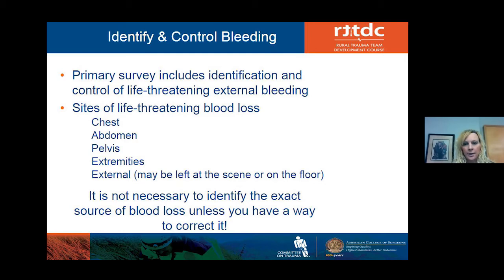Now, it's not necessary to identify the exact source of blood loss unless you have a way to control it. So you don't want to do unnecessary things like CT scans if it's just going to make the transfer process longer, if you're not able to immediately deal with it. As I said before, if you have a general surgeon in your facility who would feel comfortable taking a patient's spleen out, then by all means, try to find where that blood loss is. But if you don't have those capabilities, then be thinking about transfer earlier rather than later.